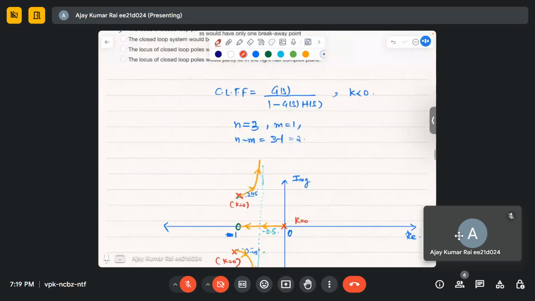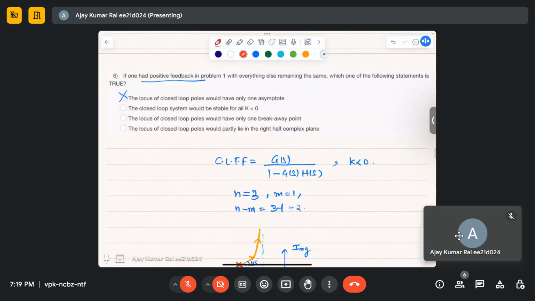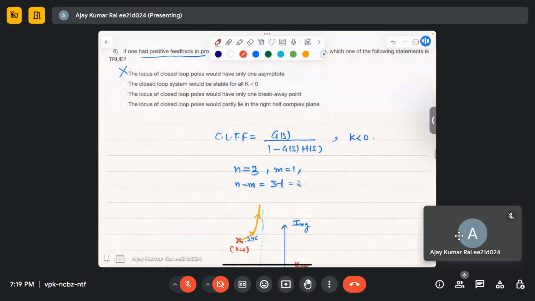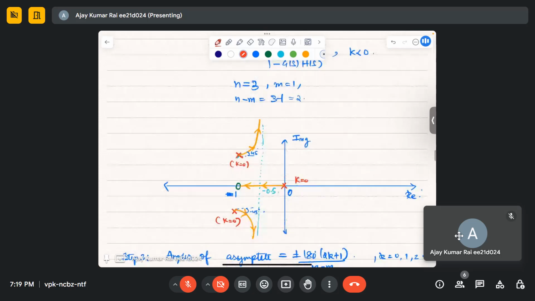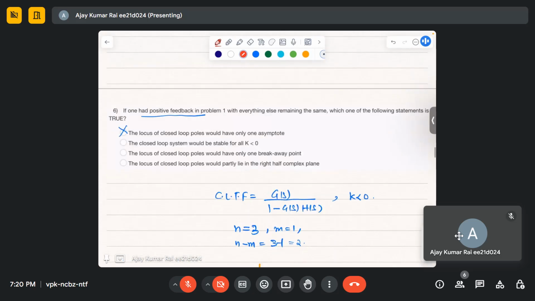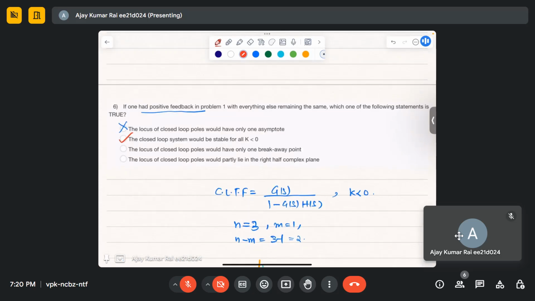Okay, so what is asked: the closed loop system would be stable for all k less than 0. Correct, right? If you see all k greater than 0 on the right hand side, nothing is there on the right hand side. So all the closed loop poles are lying on the left hand side. Okay, so what can we say? The closed loop system would be stable for k less than 0.